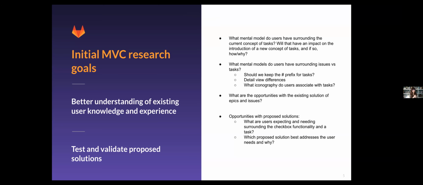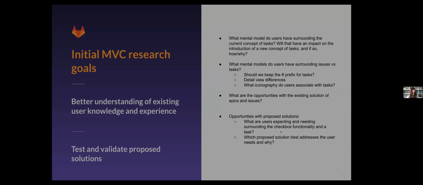We also have questions about the prefixes. Do we use the hashtag like we do with issues? My thought is no, but I want to test this and get insights on it, as well as the differences in terms of the detail view. People are going to see different things when they access these. So how does that impact the experience? And the opportunities with the existing solutions as well. And then testing some of the proposed solutions. So validating the solutions that have been outlined so far and getting feedback on those.